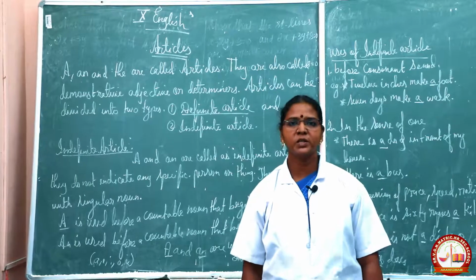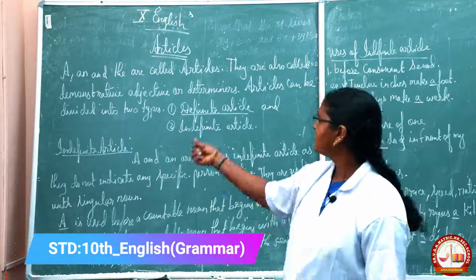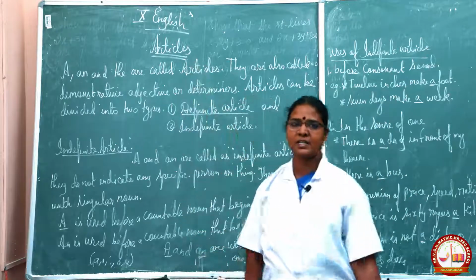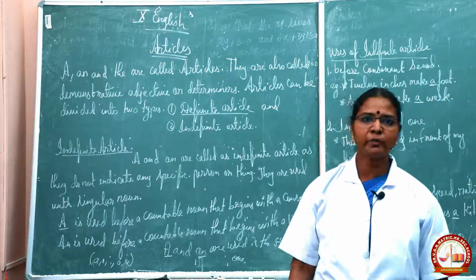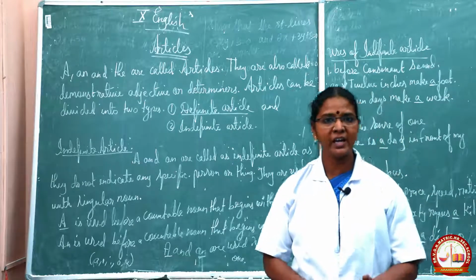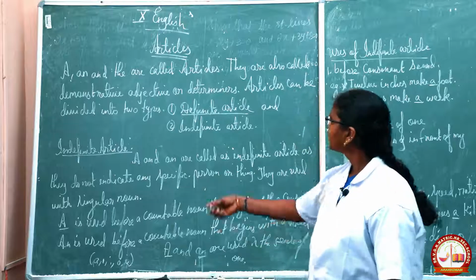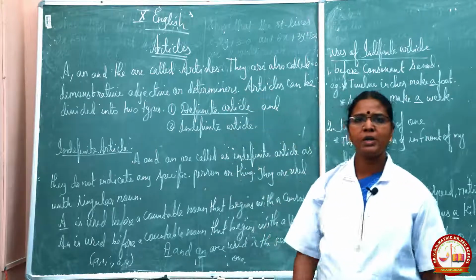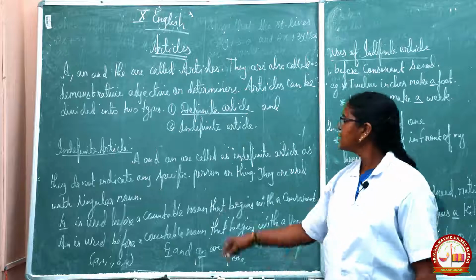Hi students, today we are going to see 10th standard grammar: articles. First you must know what articles are. Articles are used before nouns. They modify the nouns. A and the are called articles. They are also called demonstrative adjectives or determiners.